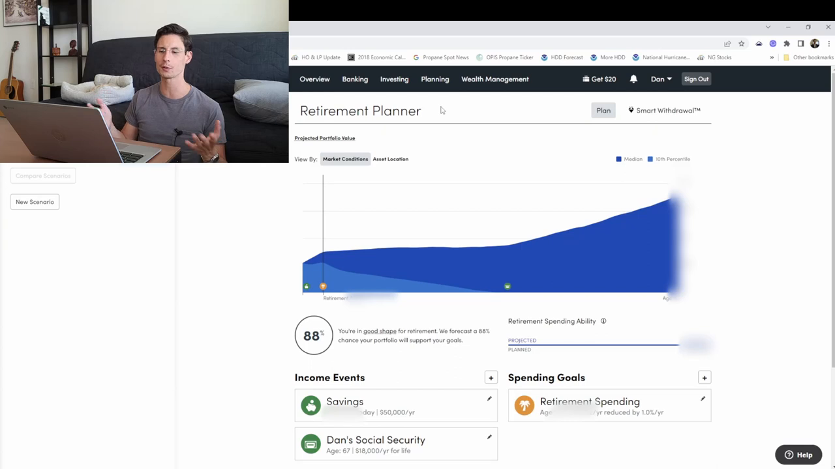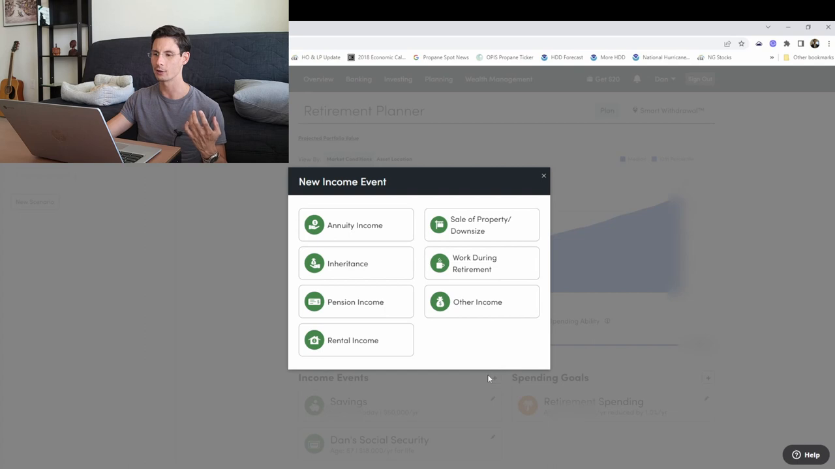But of course, the most useful tool for me is their retirement planner. I think this is quite a good tool. It gives you your percentage chance of success. You can add all kinds of different things to it, like new types of income along the road. You might say you're going to work some during retirement. You might expect some pension income. Some of you might have that. I don't. You might expect to sell a property and downsize at some point. So you can model all of that here in your retirement plan.